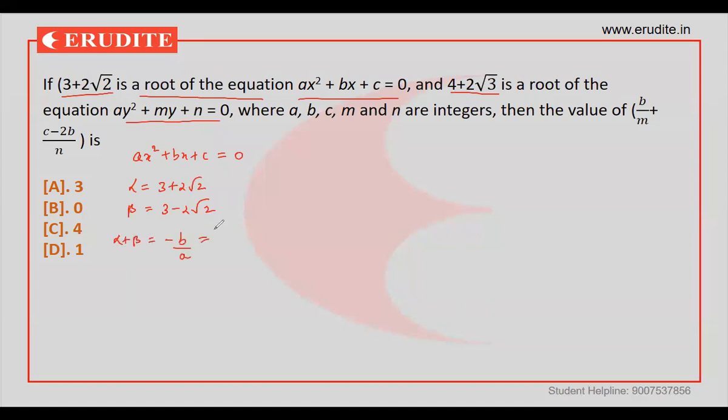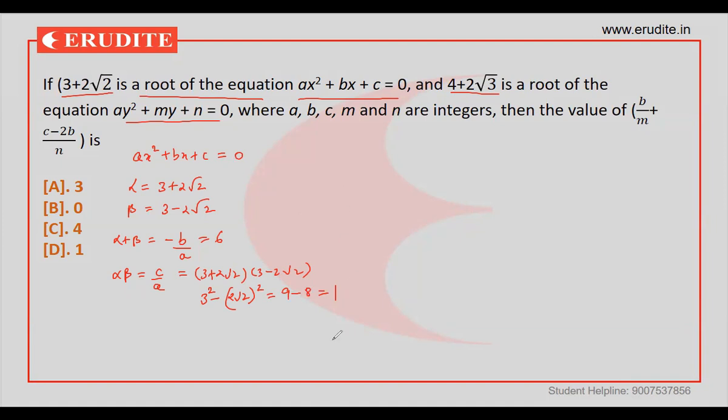If I add these two values, minus 2 root 2 and plus 2 root 2 cancel out. Alpha plus beta will be 6, so minus b by a is 6. And the product of roots is c by a. If I multiply 3 plus 2 root 2 with 3 minus 2 root 2, this is the formula a plus b into a minus b, so it will be 9 minus 8, which is 1. So c by a is 1.